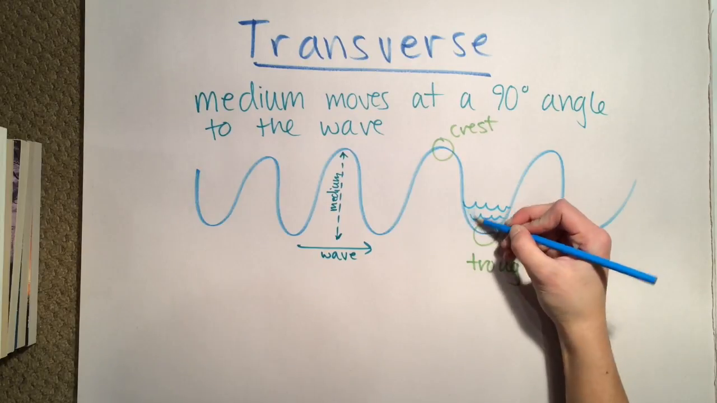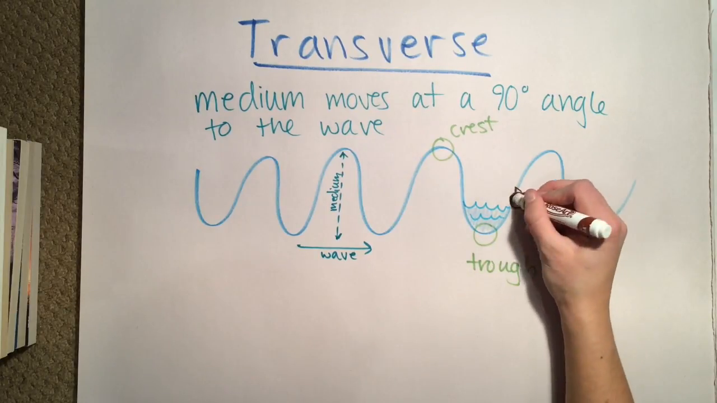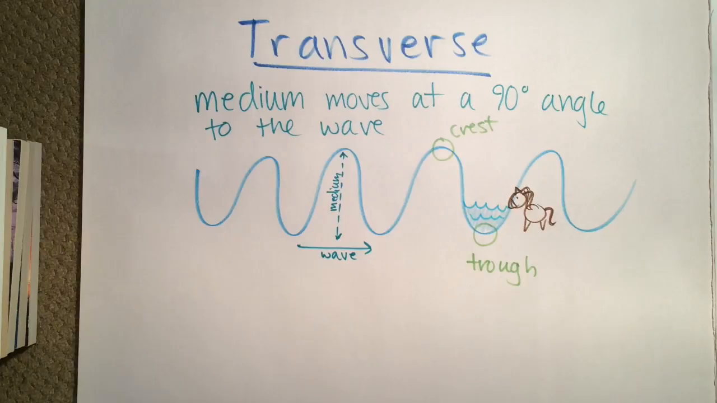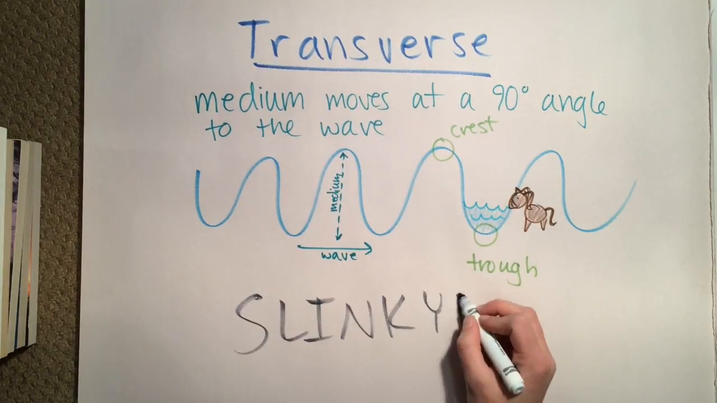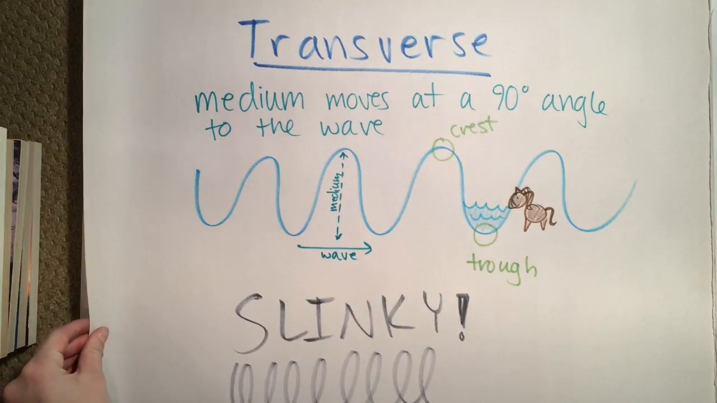You can remember which is which by noticing that the trough is shaped like a U, kind of like a horse's trough. Can we model this kind of wave with a slinky? Of course we can. Let's go to the lab.